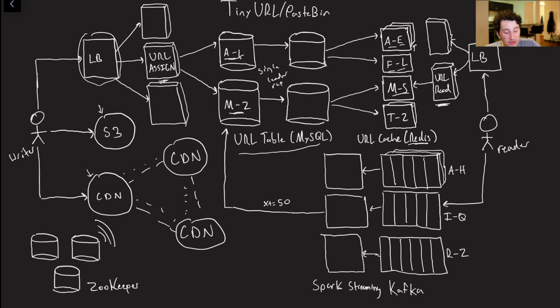Now let's start to touch upon reads. So we've got our reader over here, and the reader, in at least the TinyURL case, is going to go to the URL read. It's going to in turn return something from the cache, ideally, or if it's not in the cache, we're going to have a cache miss. That's going to go over to the database. The database is going to load the appropriate cache.